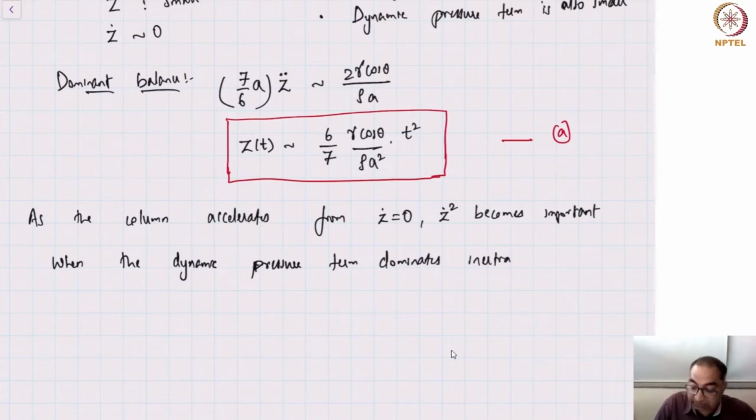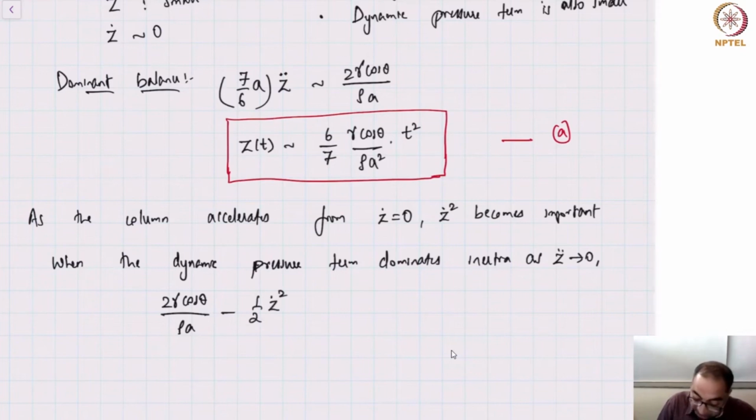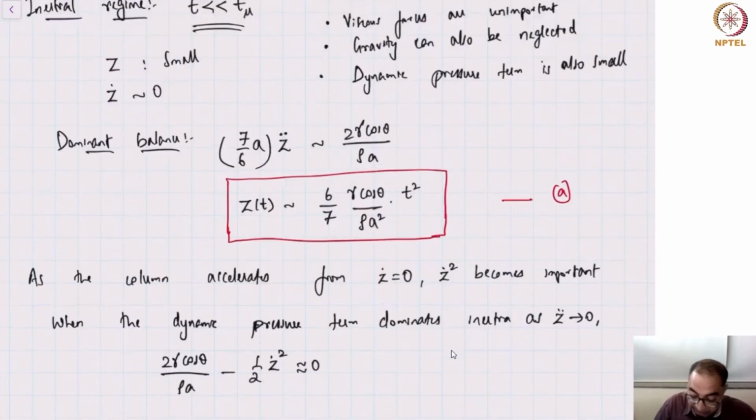And why would that happen? Because z double dot goes to 0, so acceleration is going to 0. Now the balance would be the surface tension term, 2 gamma cos theta by rho a, minus half z dot square is approximately 0.